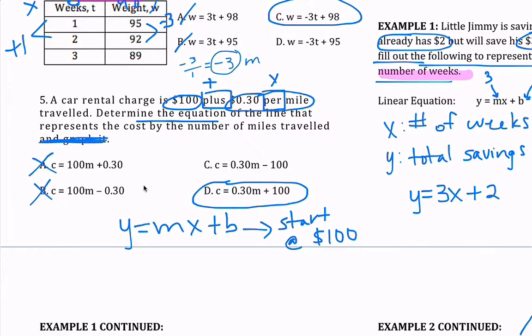Let's go back and talk about some of the other ones. This one is saying it costs $100 for every mile. No way. It does not cost $100 for every mile. Wrong. Both of those say that. C and D are closely related, but on C it's telling you you're going to pay 30 cents per mile, but you get to take away $100. They're not giving you $100 off. It says plus. It's 30 cents for every mile plus that $100 fee. That's why C is wrong.